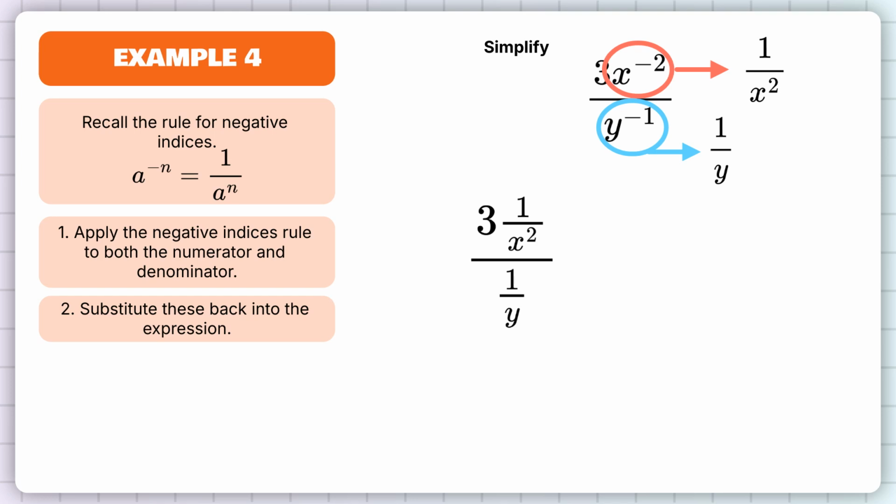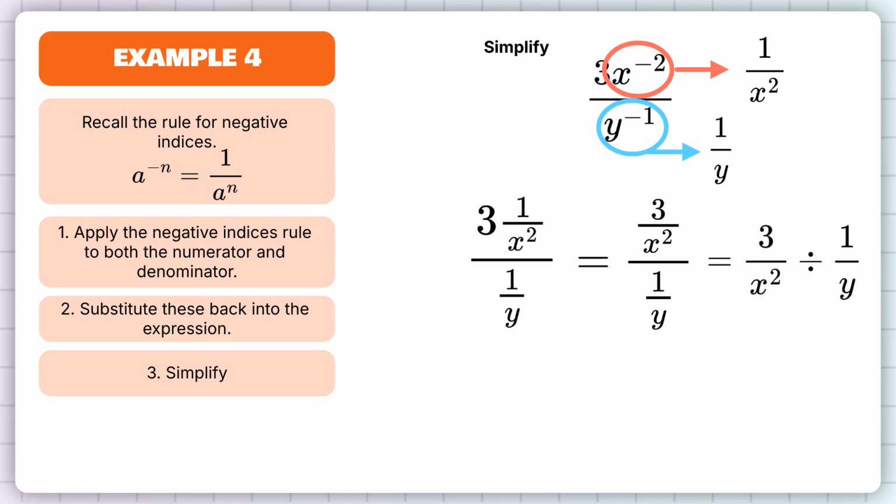This might look confusing, but let's work through it step by step. We can start by simplifying the numerator by multiplying the top of the fraction by 3 like this. Then we can write this out as a division rather than a fraction like this. Now we can use our rules for dividing fractions to simplify this further by changing the divide to a multiply and then flipping the second fraction like this. We can then simplify this by multiplying the numerators and multiplying the denominators to get 3y over x squared.